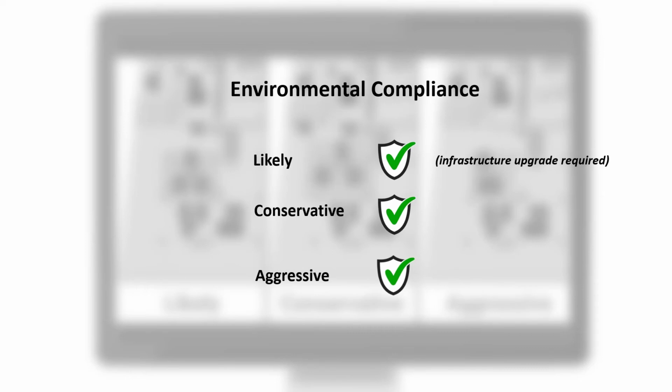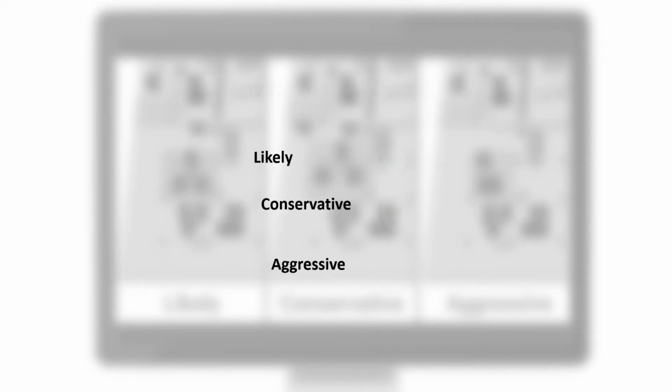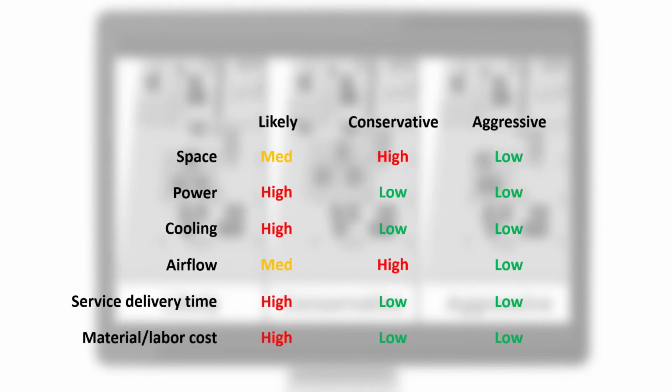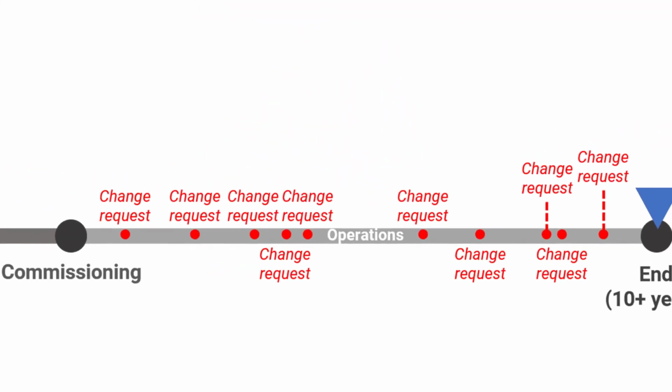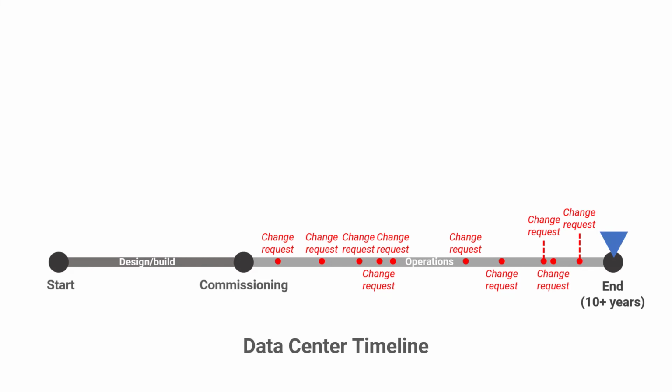To summarize, all three options can meet operating requirements under both normal and failure modes of operation. However, the aggressive option is by far the most cost-effective. With Digital Twin, this option can be selected with confidence, while saving capacity for use in the future. This example illustrates the impact of Digital Twin on a single change request. But imagine the cumulative impact over hundreds of change requests that a data center will experience over its lifespan.